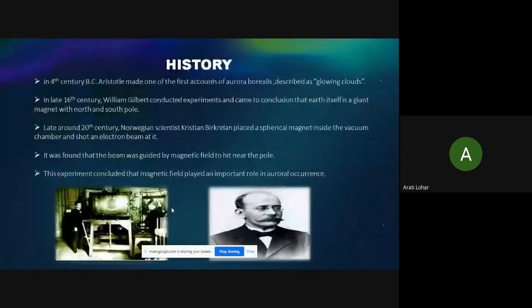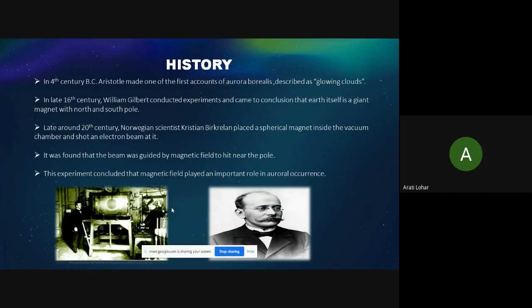Let us talk about the history of aurora. In 4th century BC, Aristotle made one of the first accounts of aurora borealis described as the glowing clouds. In medieval times, the occurrence of aurora was seen as harbingers of war or famine. Similarly, in late 16th century, William Gilbert conducted experiments and came to conclusion that Earth itself is a giant magnet with north and south pole.